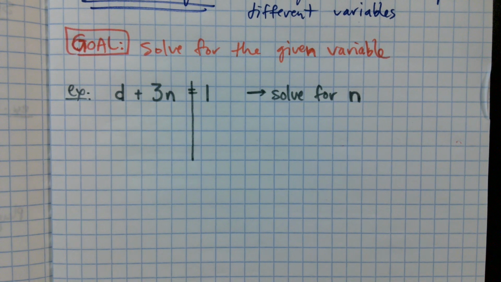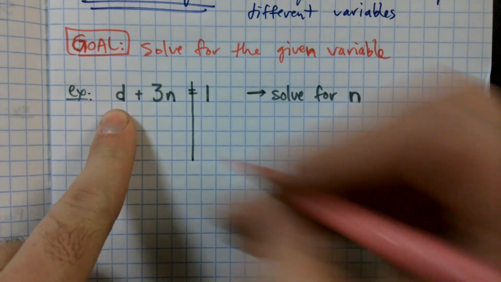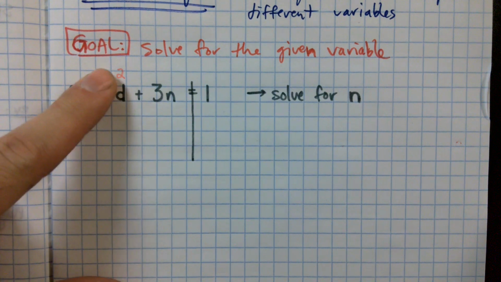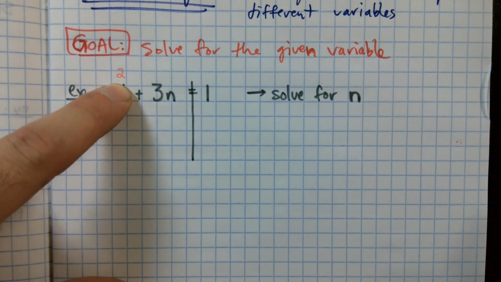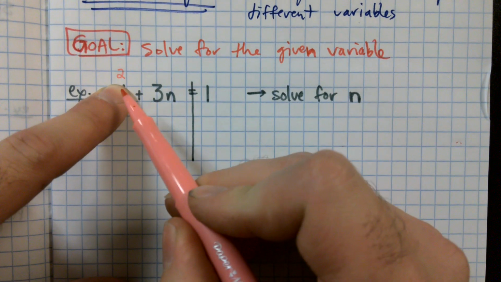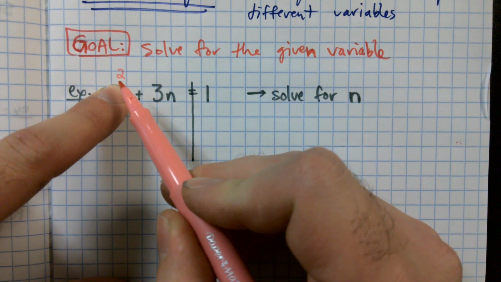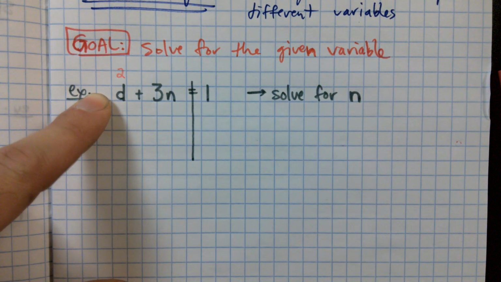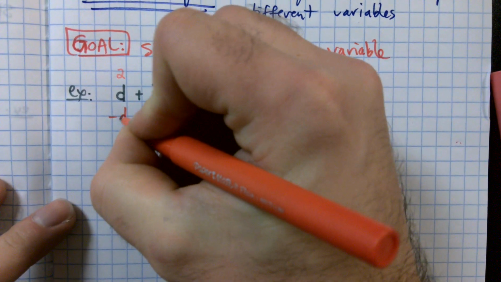Now imagine, just for a second, this is all hypothetical. Imagine that my variable D was a 2, right? So let's say it's 2 plus 3n. What would I do first to get n all by itself? You would subtract what? You'd subtract 2 from both sides, right? So instead of doing that, we're just going to subtract D from both sides. I know it sounds a little weird.